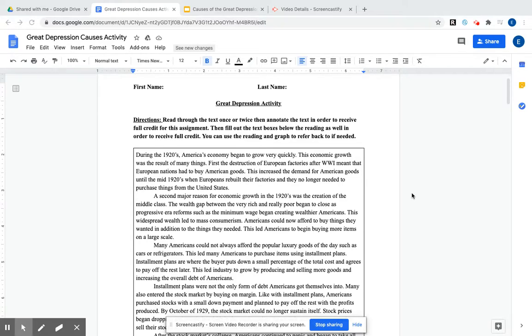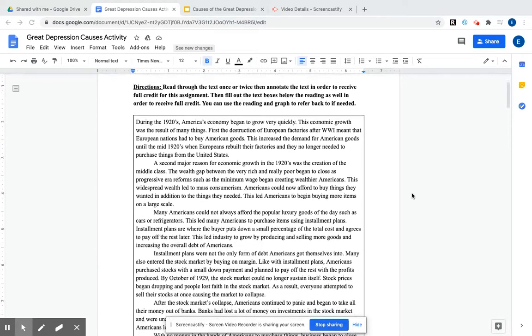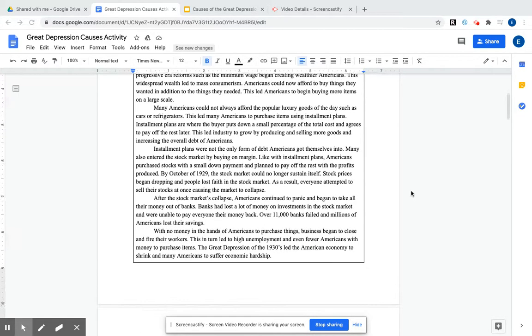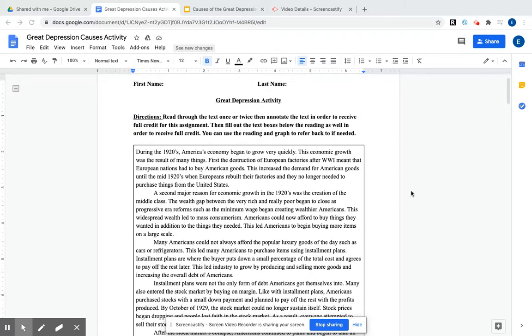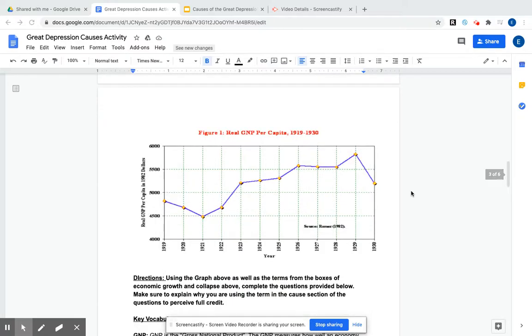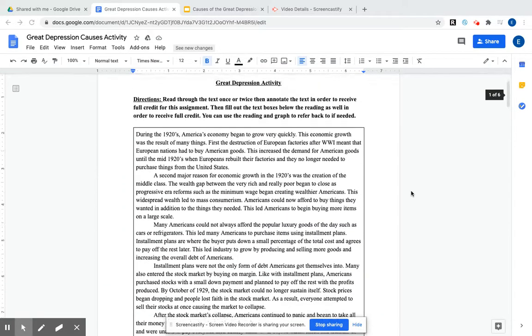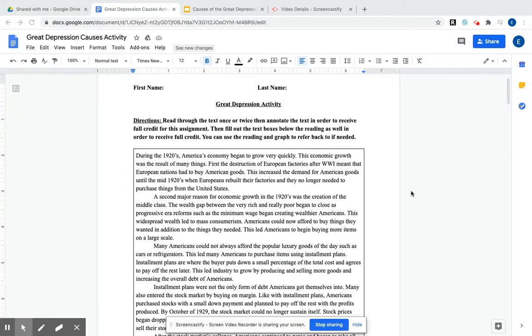Read through the text below in this text box once or twice, then annotate the text in order to receive full credit for this assignment. So you have to annotate this full text. Then fill out the text boxes below the reading as well in order to receive full credit. So you need to not only annotate this text right here, but you also need to fill in the text boxes below it. You can use the reading and graph that is below, and you can refer back to these if you need it for the questions and how to answer them.